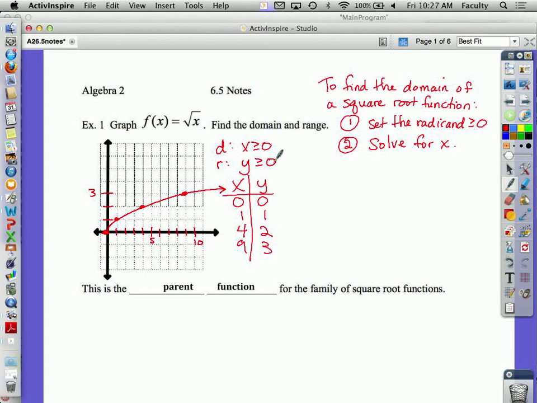Okay? You are going to want to remember this. This is going to be your standard table for square roots. 0, 1, 4, 9. And you just have to remember, those are perfect square numbers, the first 4.